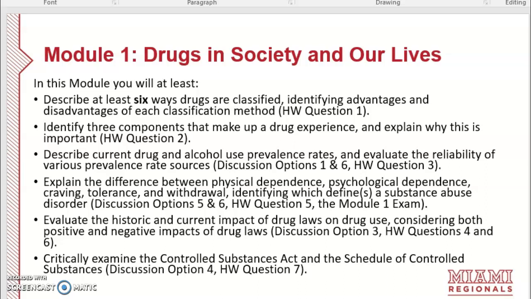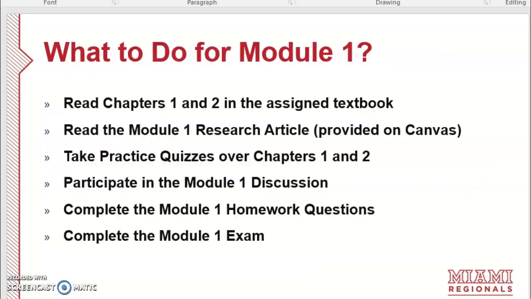Finally, in this module, we will critically examine the Controlled Substances Act and the Schedule of Controlled Substances. And we'll discuss this in our discussion option 4, and you will get to test your knowledge through homework question 7.